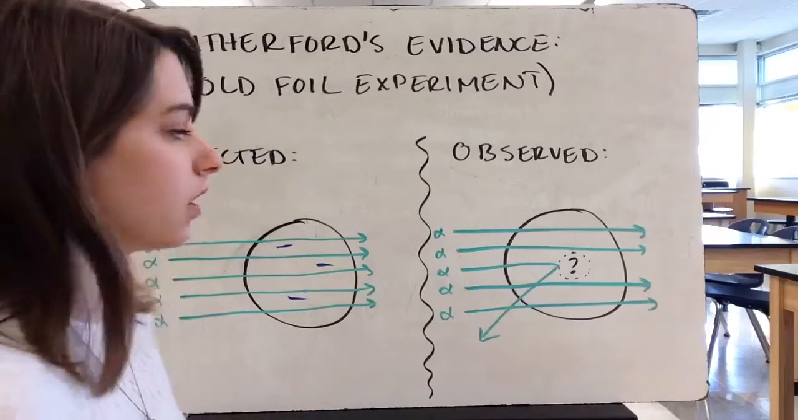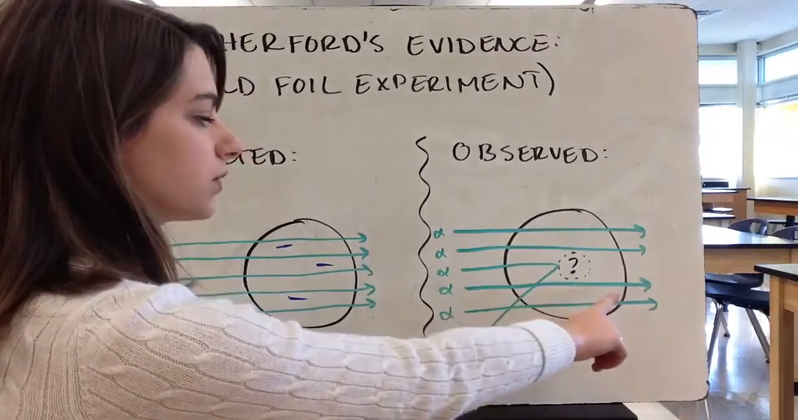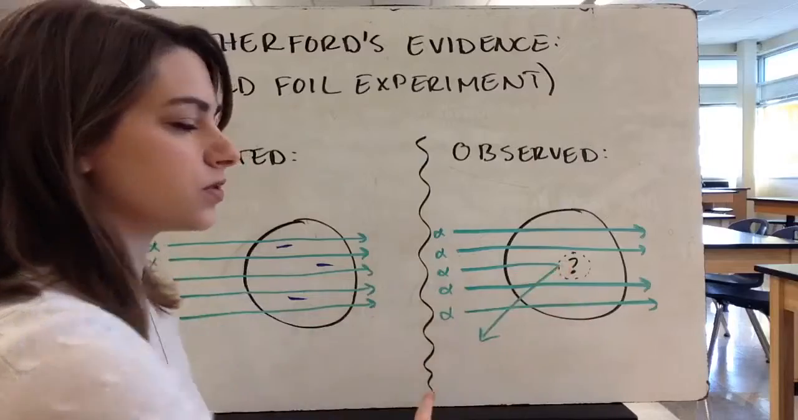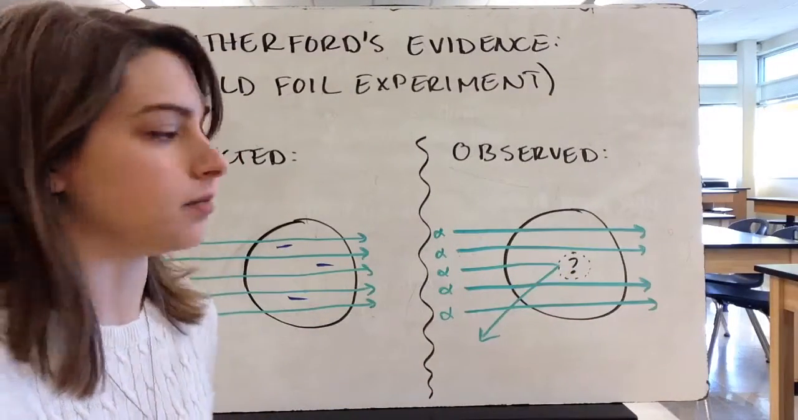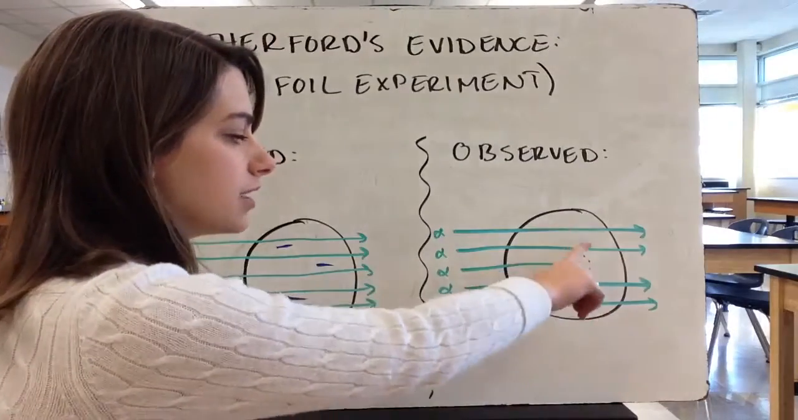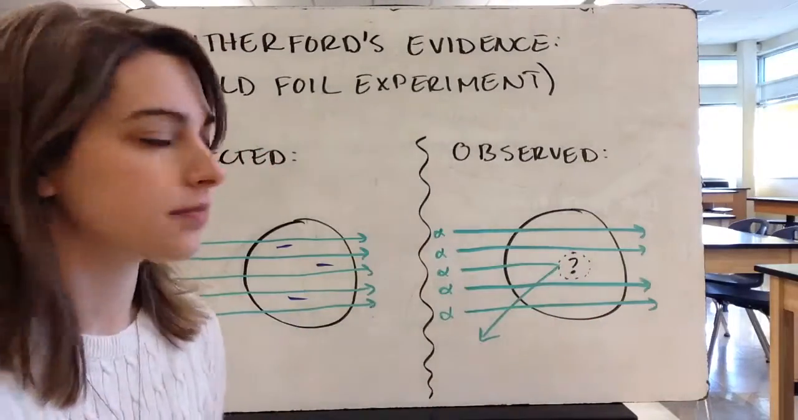What he observed, though, was that some of the particles went through, but some of the alpha particles would bounce back. That means something was in their way. They couldn't move through the atom. And when they hit whatever that was, the alpha particles bounced back.